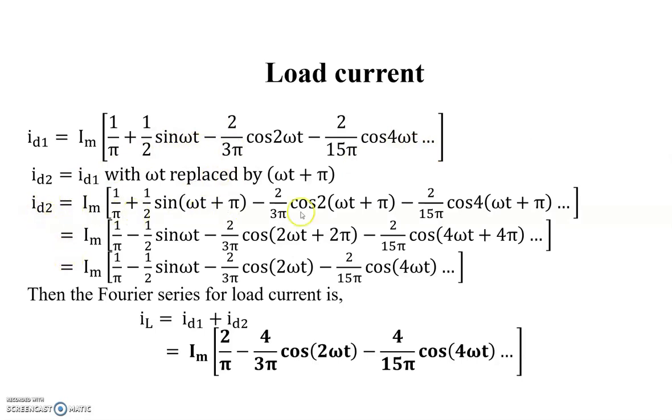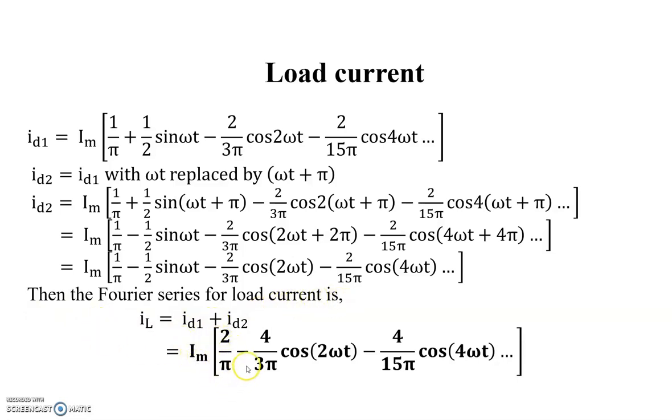So then you substitute the value and finally we obtain iD2, which is nothing but Im into [1 by pi minus 1 by 2 sin omega t minus 2 by 3 pi cos 2 omega t minus 2 by 15 pi cos 4 omega t and so on]. So just find out the iL value. Then the Fourier series of the load current is this one.